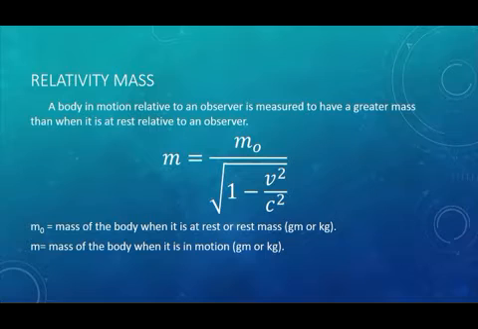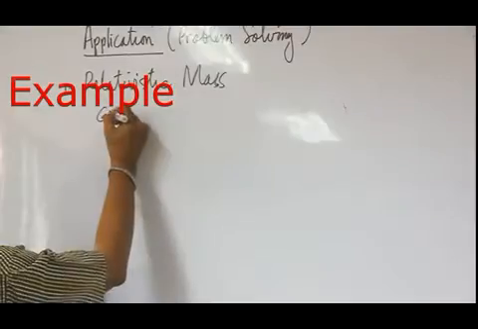And the mass can be computed as the ratio m sub o over the square root of 1 minus v squared over c squared, with m sub o as the rest mass, or the mass of the body when it is at rest relative to the observer, while m stands for the relativistic mass of the body, which is the mass of the body when it is in motion relative to the observer.